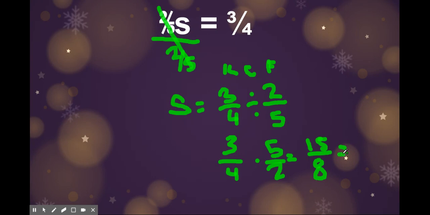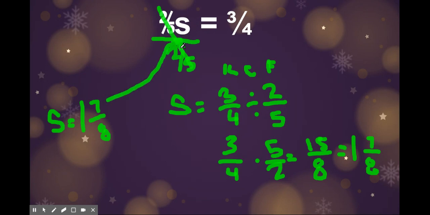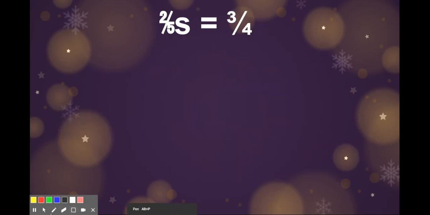I'm going to go ahead and make this a mixed number. 8 goes into 15 once. I have 7 left over out of 8. So S is equal to 1 and 7/8. If you don't think that's true, go ahead and plug in 1 and 7/8 for S and solve, and you will end up with 3/4.